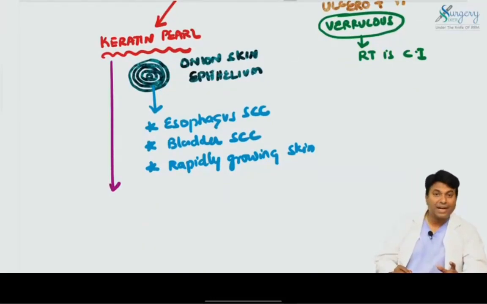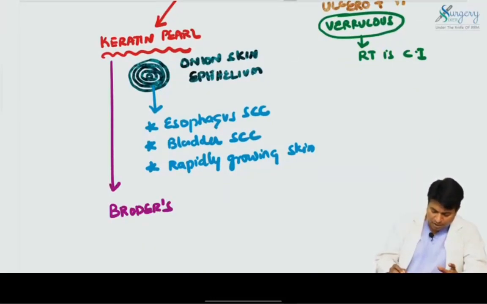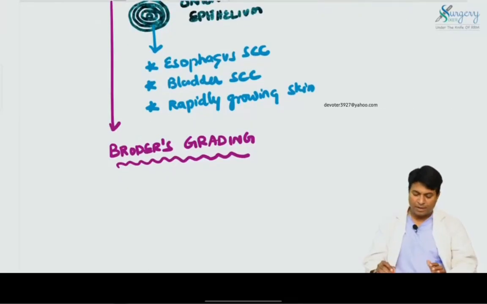What is the name of the grading? The grading system is known as Broders' grading system. So Broders' grading system is present for these cancers. Broders' grading system is a grading for squamous cell cancer of skin.